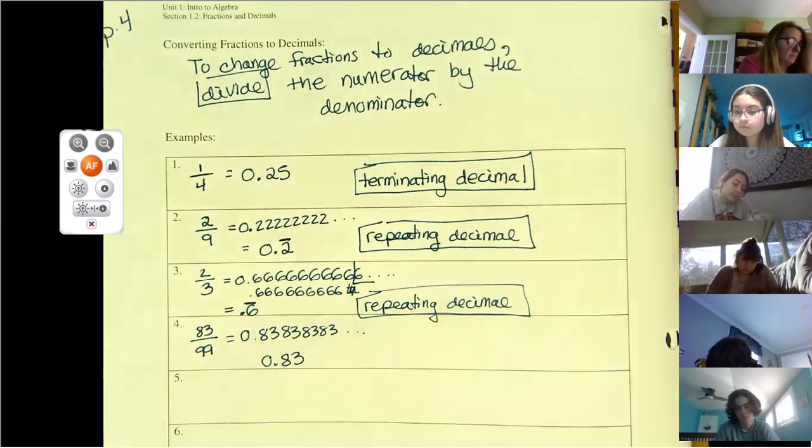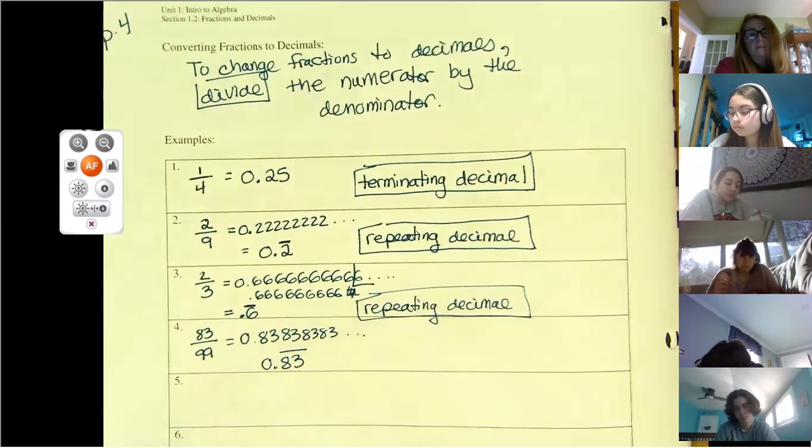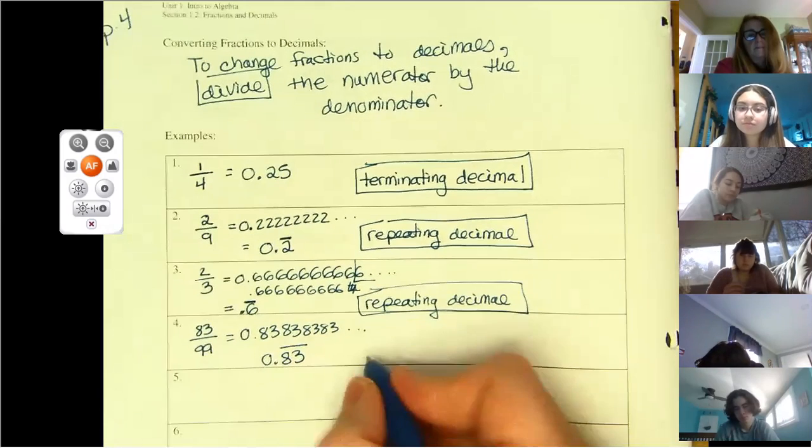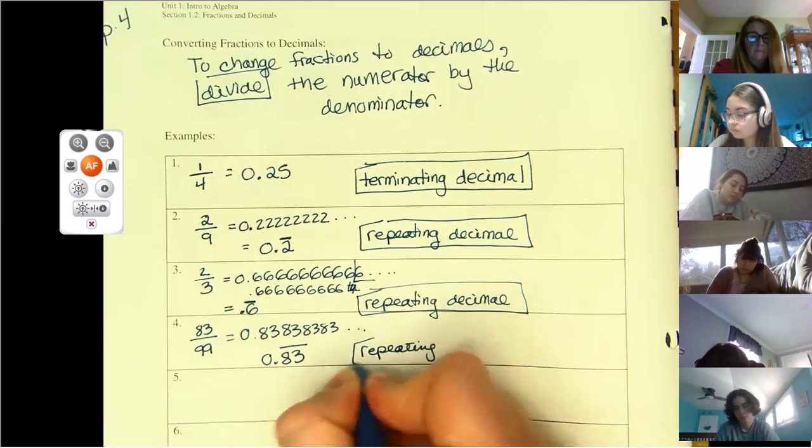What do I do with the bar? Where do I put the bar over? Should you just put it over the 8 and 3? Exactly. It needs to go over both of them to show that the whole 8-3 thing is repeating. I'm going to call this repeating. Not going to bother writing the word decimal. Repeating is good enough for me.